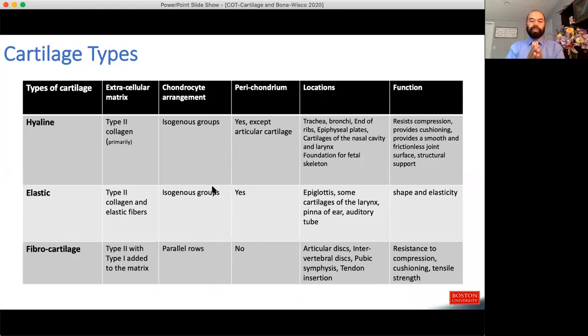All right, so this table summarizes it very nicely. You can see here three different types of cartilage: extracellular matrix, the chondrocyte arrangement, the perichondrium, the locations, and the functions. Tables are a really nice way of summarizing information. I wouldn't go so far as to say to memorize the table, but what I would highly recommend is that you become familiar with this table. Tables are also really good frameworks for creating flashcards to be able to quiz yourself as you go through the material. So I encourage you to use this table a lot.